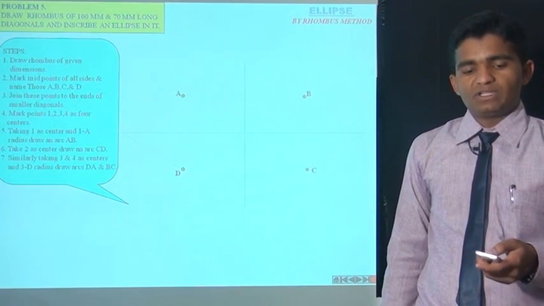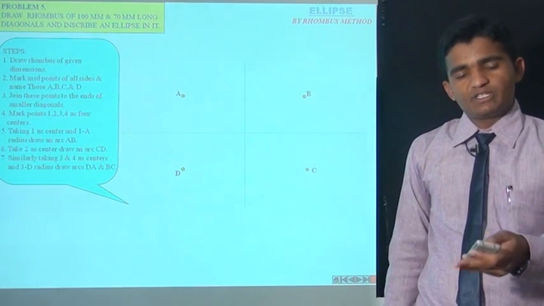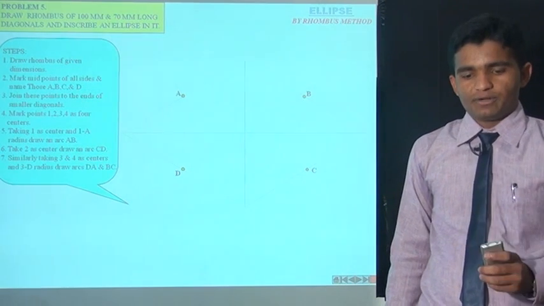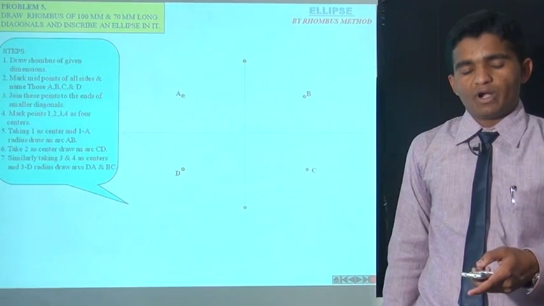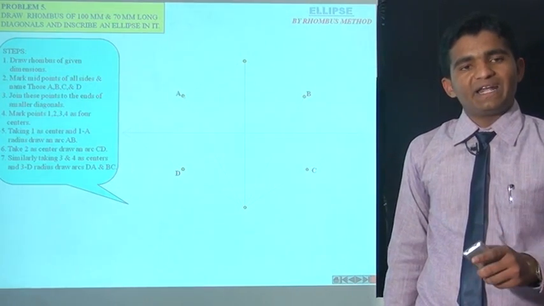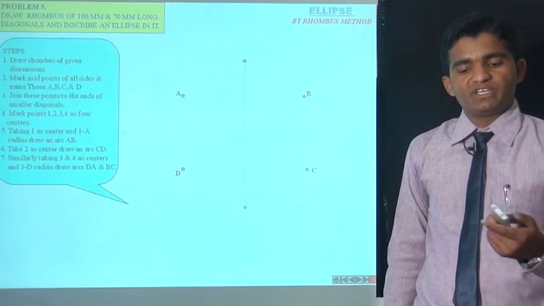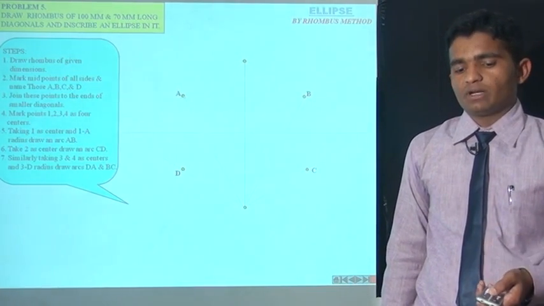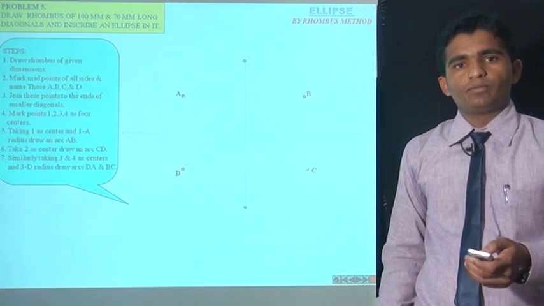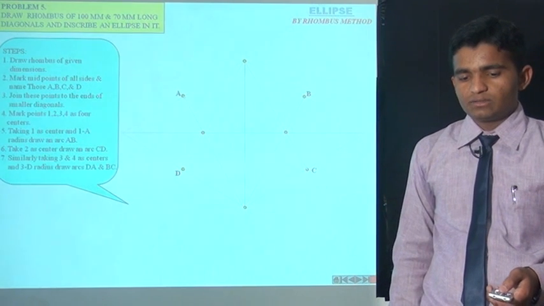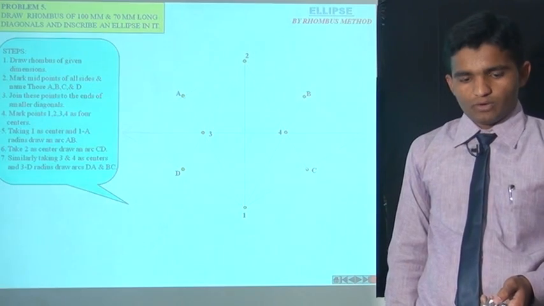Join these points on the end of the smaller diagonal, or join these points to the opposite corner point. So join the points A and B to the opposite corner, or the smaller diagonal end. Okay, now join the points C and D to the opposite corner. So we get the four centers of the rhombus: center 1, center 2, center 3 and center 4.